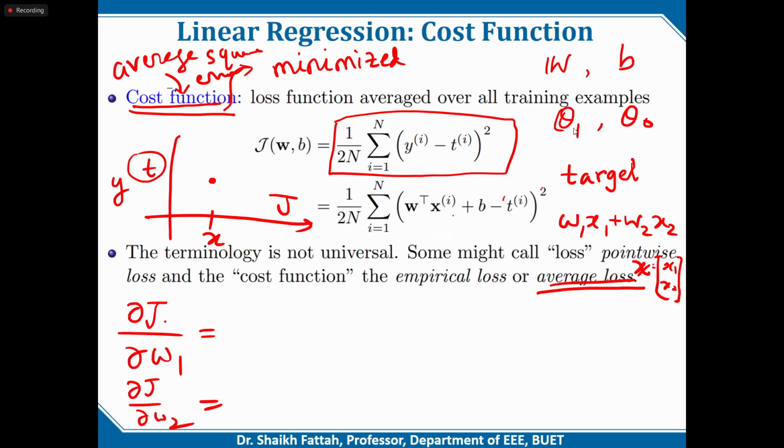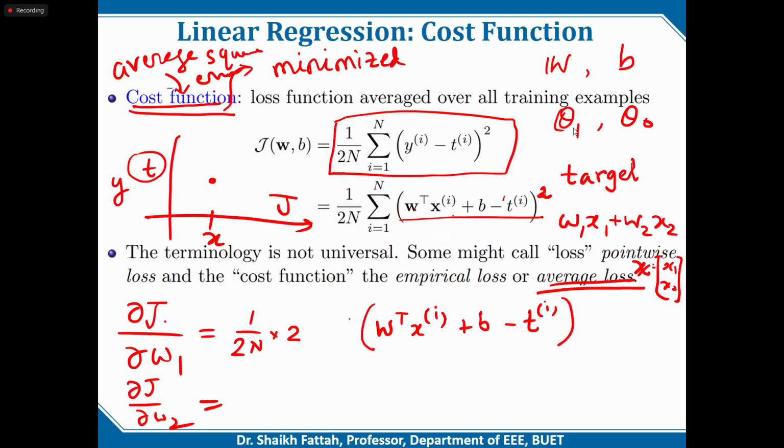So there is a 2 here, so first the effect of this 2 will come, because the whole function has w inside it. At first there will be a 2, and then the whole function: w transpose x plus b minus t, the whole function.